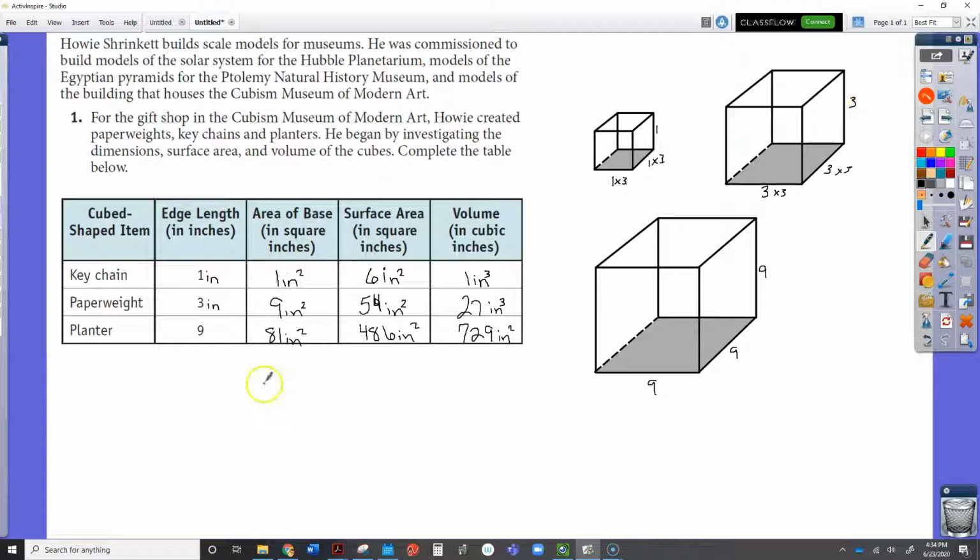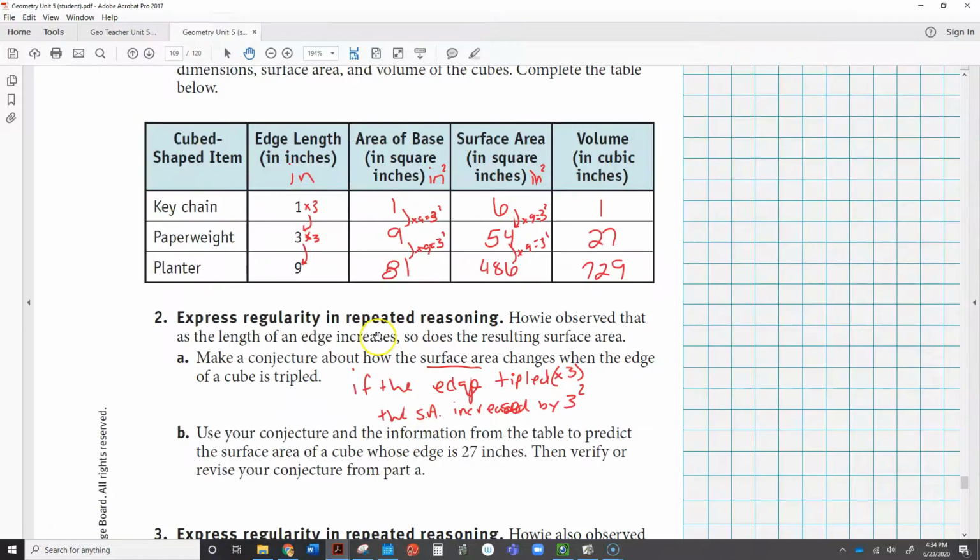And I'm getting ahead of myself. So it says, make a prediction. Use your conjecture and the information from the table to predict the surface area of a cube whose edge is 27. So I say, instead of having to find this, I just take this right here and multiply it times 3, because this is times 3. So I'm going to multiply this times 3 squared. 486 times 3 squared is 4,374, and that would be square inches.